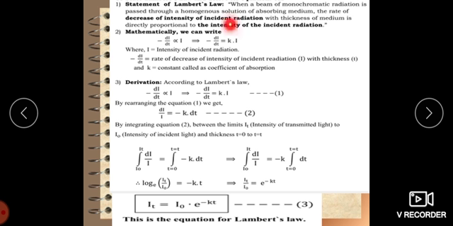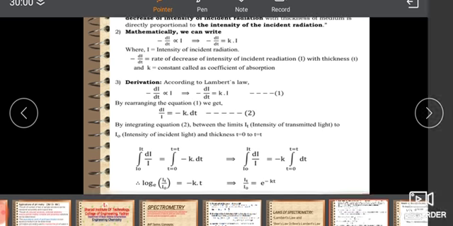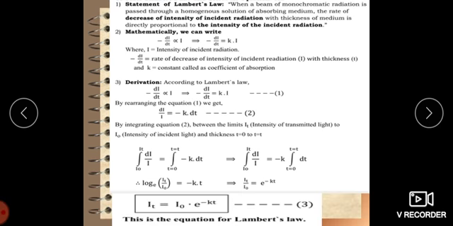Therefore minus dI by dt is equal to kI, where k is the constant called the coefficient of absorption. We can also write alpha, the absorption coefficient. Minus dI by dt is the rate of decrease of intensity of incident radiation with thickness t, and I is the intensity of incident radiation. We can derive the further equation from minus dI by dt proportional to I.